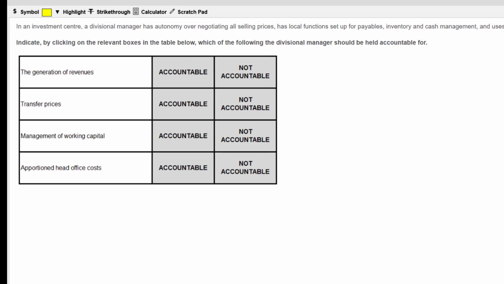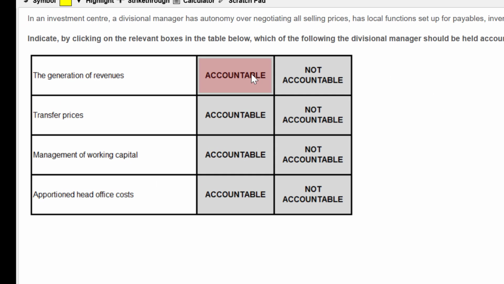So they would be accountable for generating revenues, for setting a transfer price, for management of working capital. However, apportioned head office costs, this decision is made at the head office. The investment center manager does not make that decision, so we would not hold them accountable for those costs. There you have the correct combination of answers.